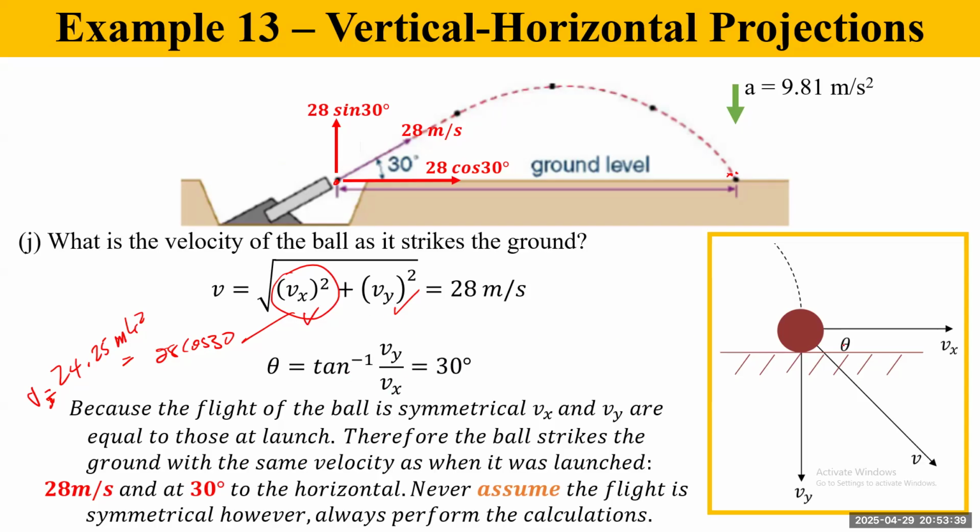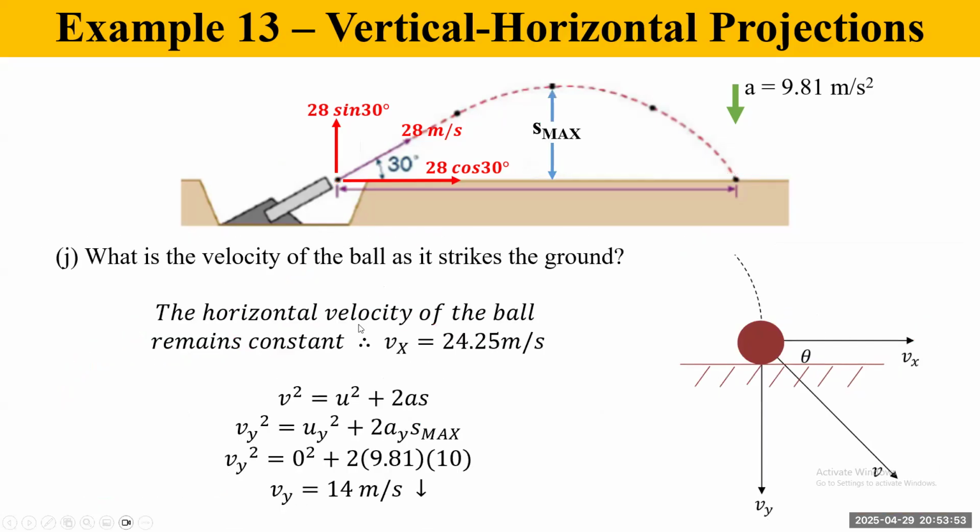So they're only showing you that it will have a component. When it reaches over here, it will have a component Vx down here, and it will have a component coming down, right? And you can simply work them out. So the Vy, we had to work out a Vy. See it down here? It says, what is the velocity of the ball as it strikes the ground? The horizontal component of the ball remains constant. So Vx is that.